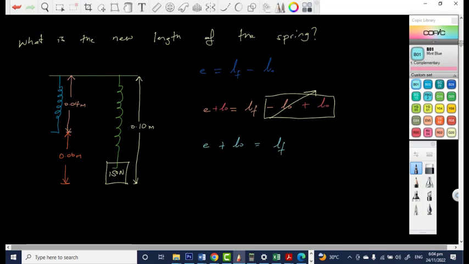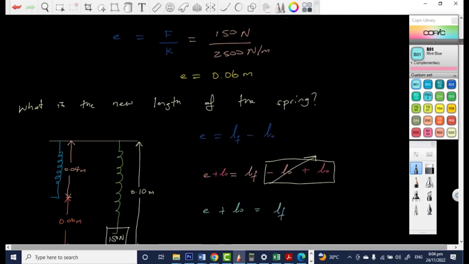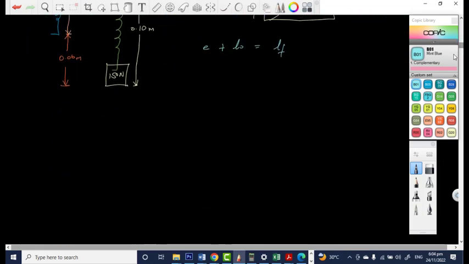Are we okay with that? Yes. Right? Let's try one example of that nature now.